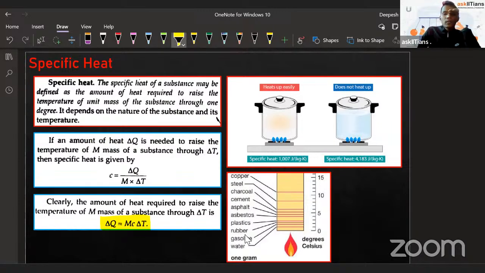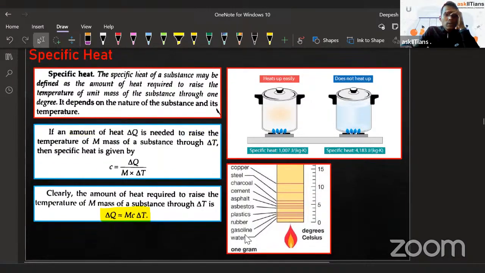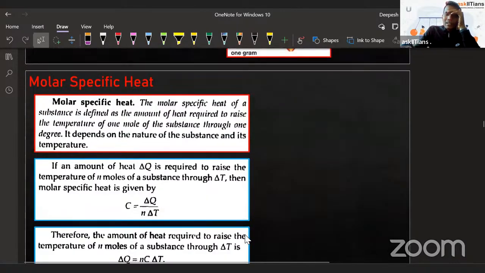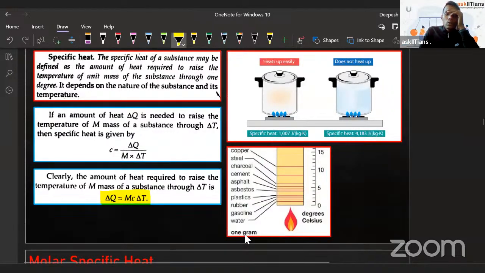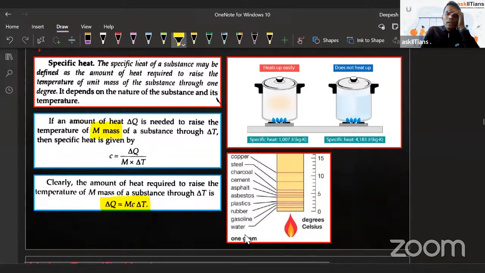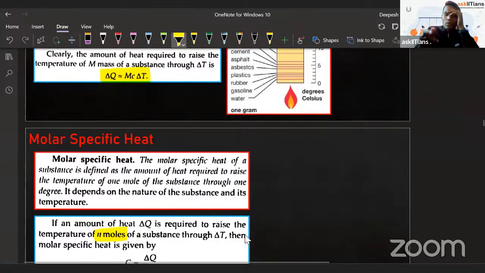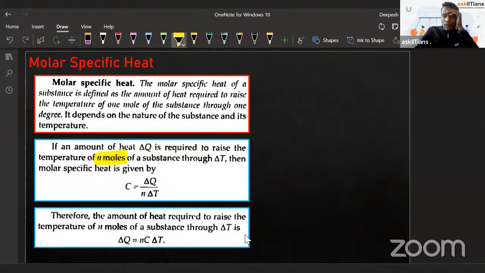Now this is specific heat. I can also explain molar specific heat in the same way. What is molar specific heat? What we were doing over here, we were talking about a given amount of mass, then it was specific heat. But when we talk about a given number of moles, it will be molar specific heat, which will be equal to what? nC delta T.